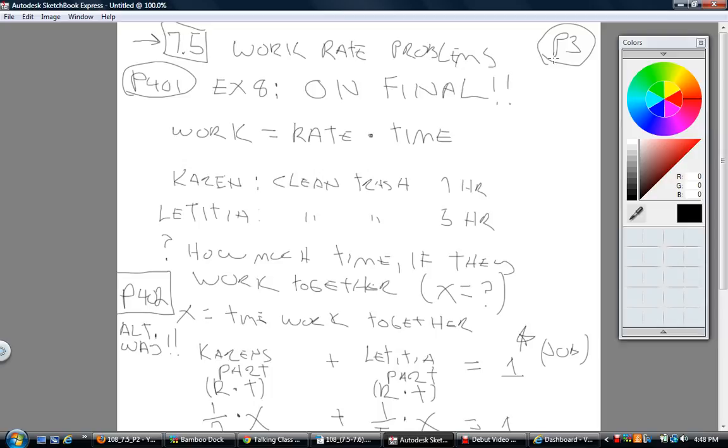your class notes in the PDF versions. I do have one when I hand them out in class, and I forgot to update the PDF file, so I'm glad you're watching this here. This is a very important page here. This concerns example number 8 on page 401, and they're called work rate problems.